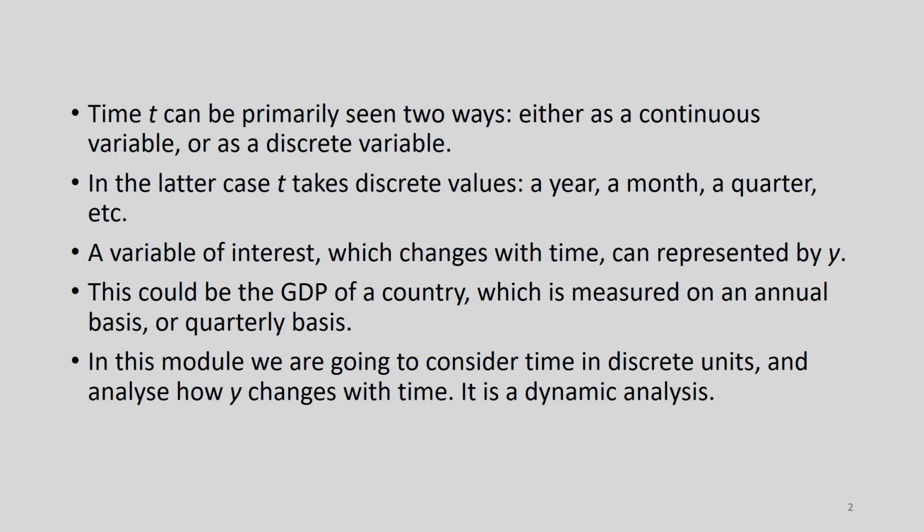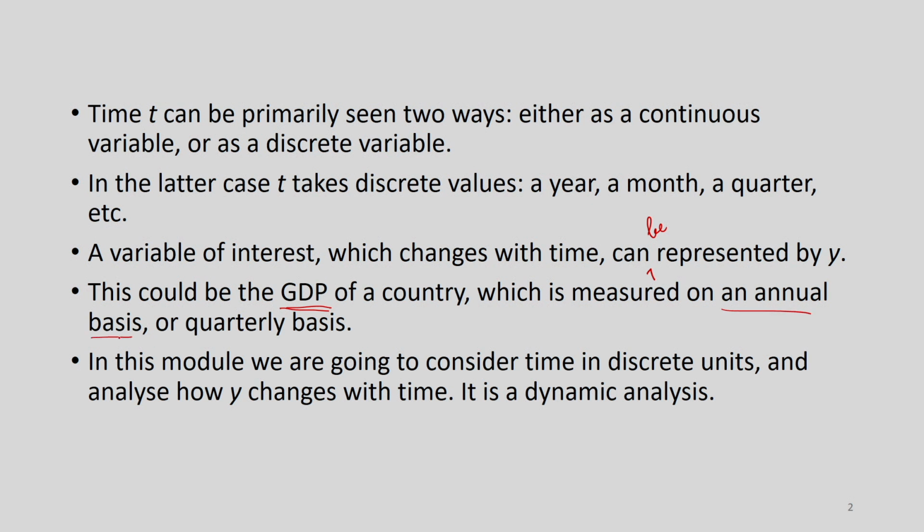The variable of interest which changes with time can be represented by small y. Now, what is small y? This variable of interest could be the GDP of a country, the national income of a country, let us suppose. So, that is y, and this y changes with respect to time. Or it could be the GDP of a country, but this GDP could be measured in different ways. It could be on an annual basis, right.